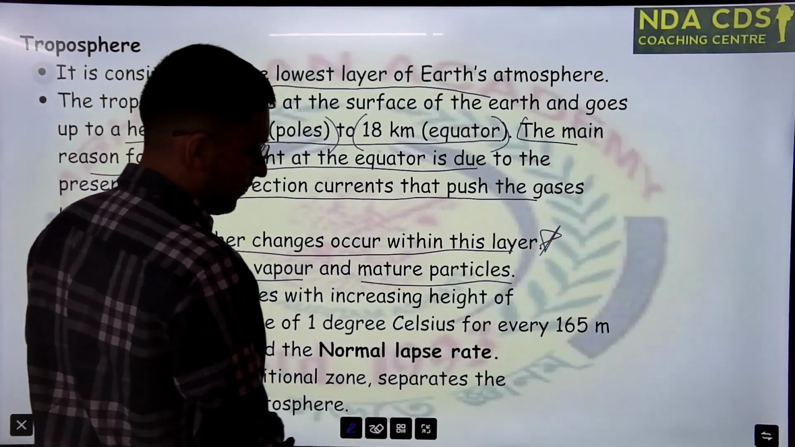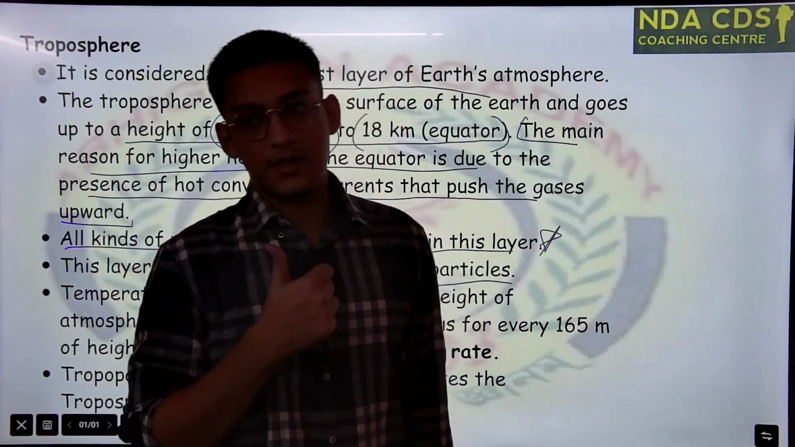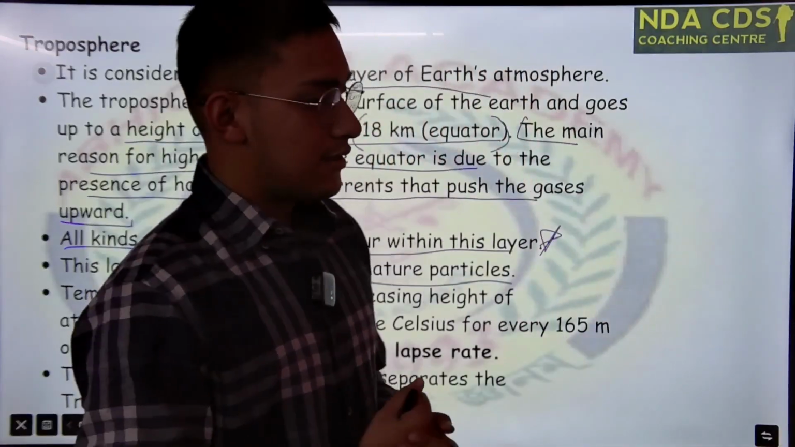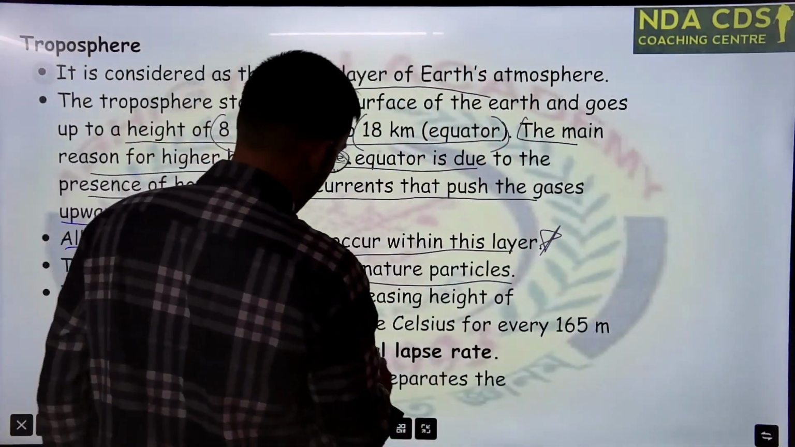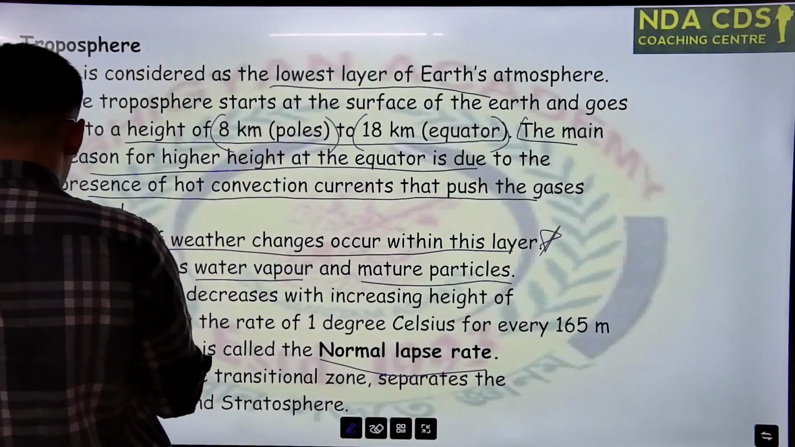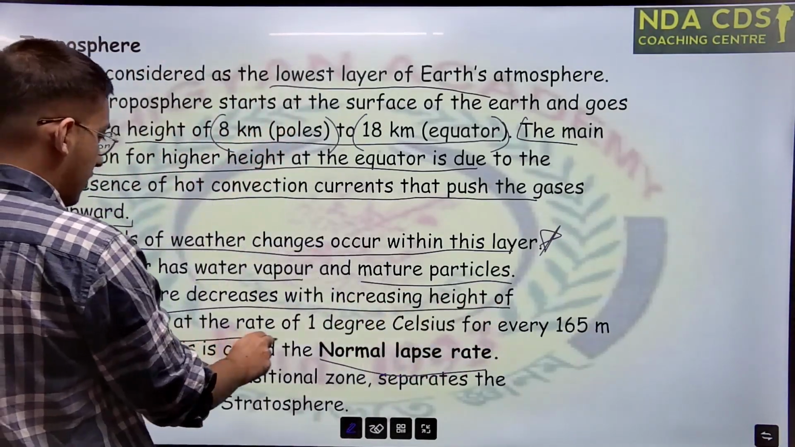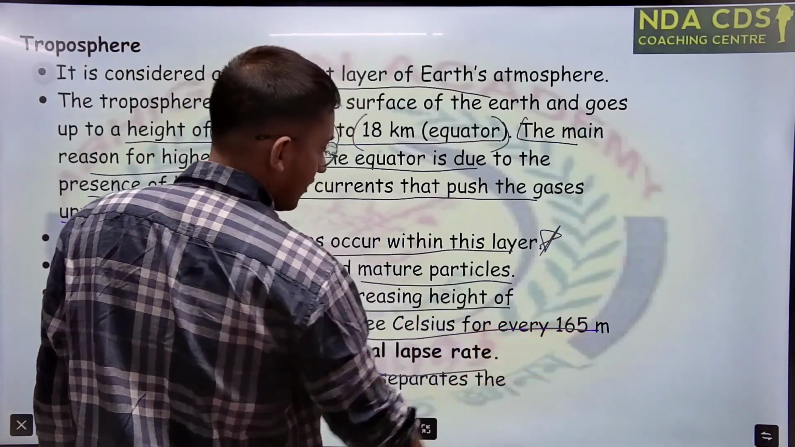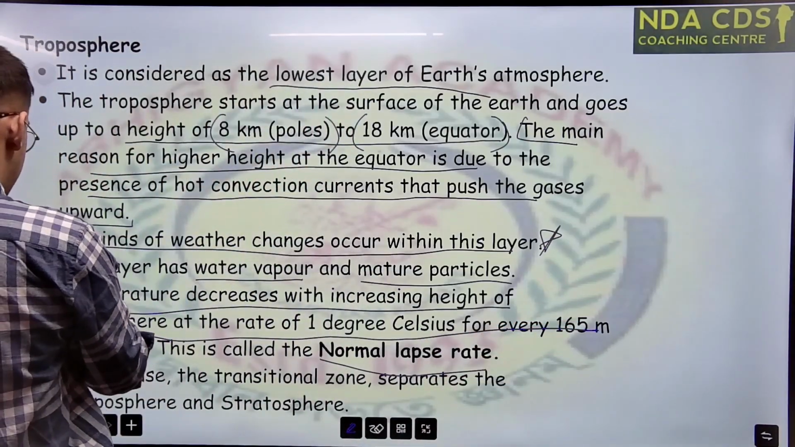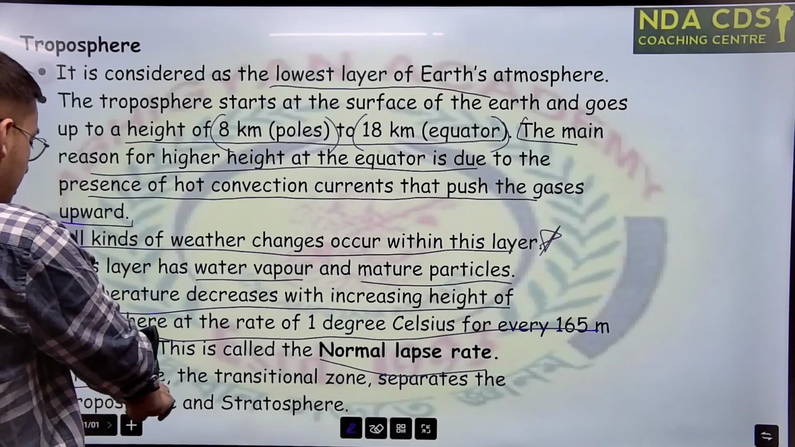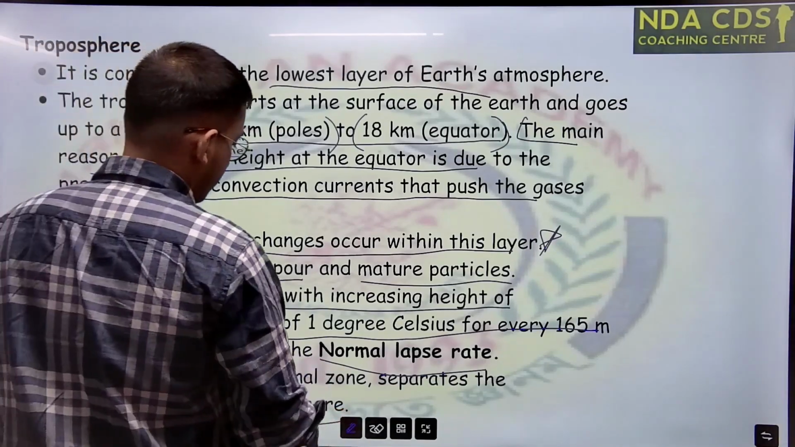Then as I said before, there are two things to remember. First is the normal lapse rate and second is inversion of temperature. So what is the normal lapse rate? According to it, temperature decreases with increase of altitude at the rate of 1 degree Celsius for every 165 meters. So this is known as your normal lapse rate. And the tropopause is between your troposphere and stratosphere.